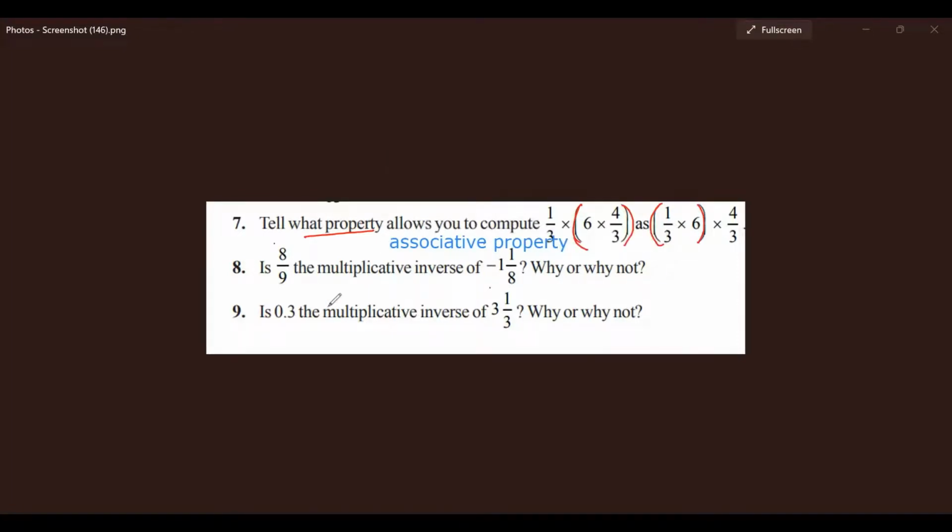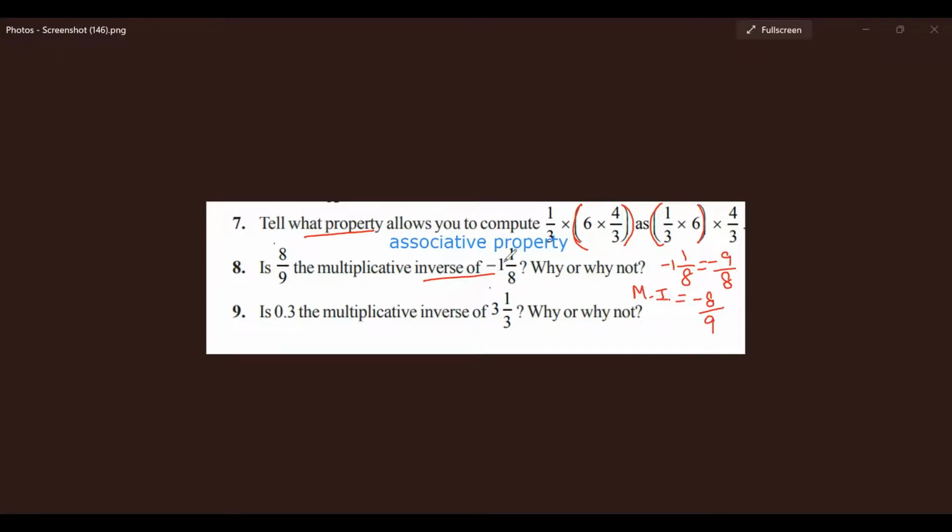Is 8 by 9 the multiplicative inverse of minus 1 by 8? The meaning of the question is, is 8 by 9 the multiplicative inverse of minus 1 upon 8, which is a mixed fraction? So first we will see its multiplicative inverse. We can write minus 1 upon 8 as an improper fraction. How? 1 multiplied by 8 is 8, 8 plus 1 is 9. So minus 9 by 8 is our fraction. Its multiplicative inverse, multiplicative inverse means reciprocal. So its reciprocal would be minus 8 upon 9, right?